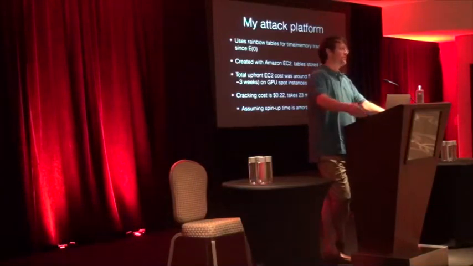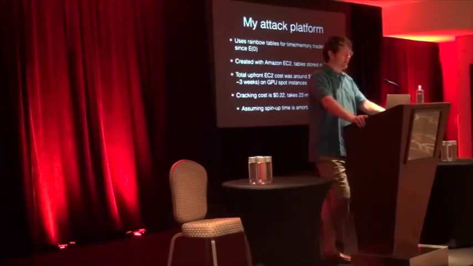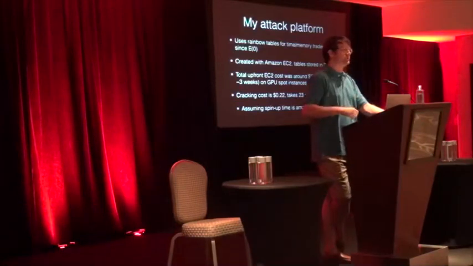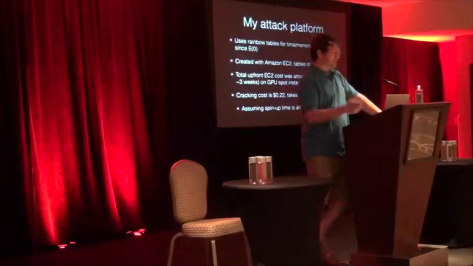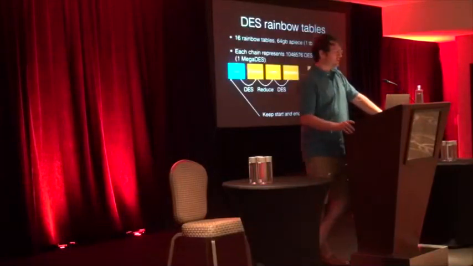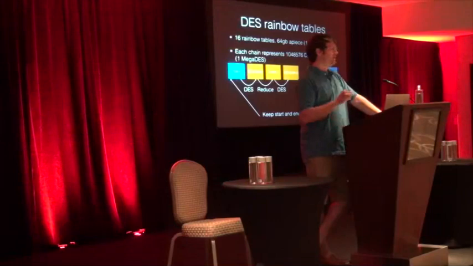And then subsequent cracking cost, I estimated around 22 cents of cloud computing time. So that's 22 cents for each subsequent key you want to crack, and it takes about 23 minutes. And that's assuming that all your EC2 computers are already spun up, because that takes a while, mainly downloading the tables from S3. So I have 16 rainbow tables, and they're 64 gigabytes apiece, totaling 1 terabyte. Each chain, which is 16 bytes in that table, represents 1 million DES operations, or what I like to call a mega DES.